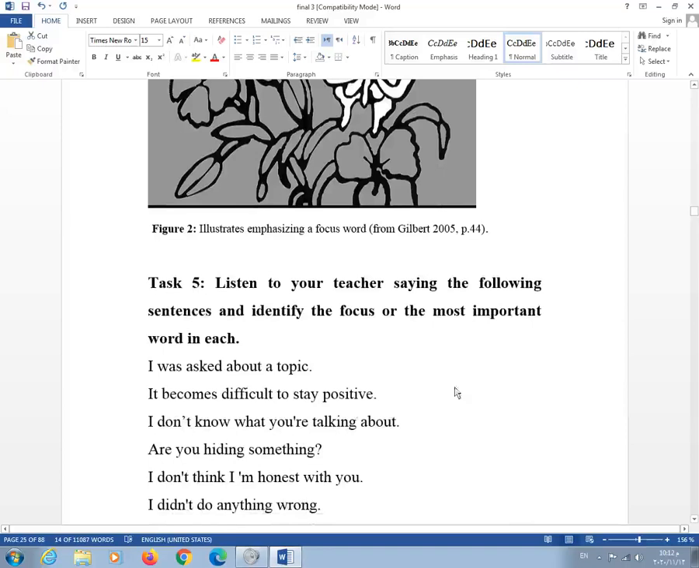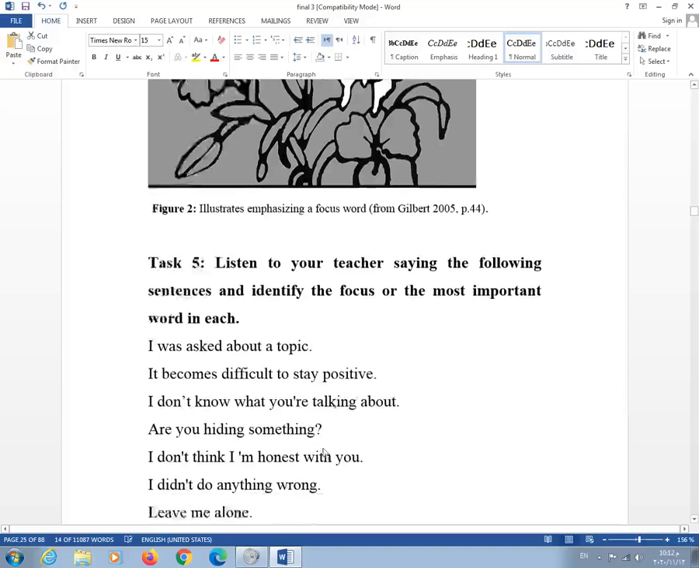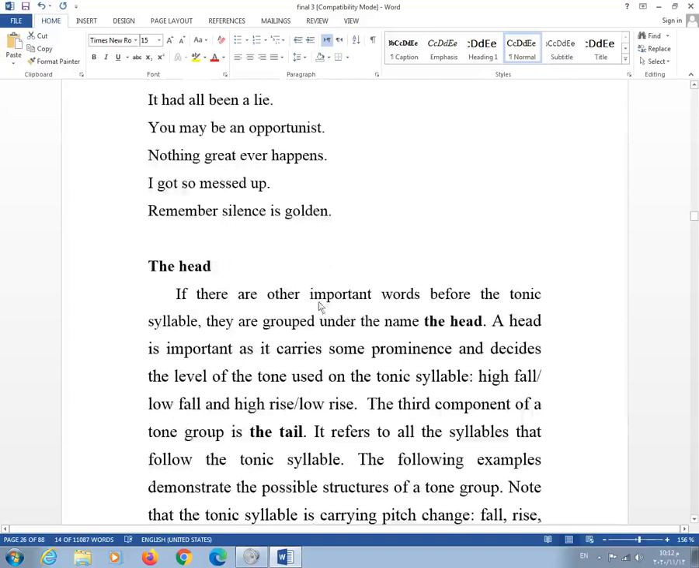Okay, and then we get some examples, and let me go directly to talk about the structure of the tone unit or the tone group or the chunk, whatever the term we're gonna use, because this concept has a number of terms, as we said before. We start with the head. What's the head in a tone group? First, a tone group is a group of words that carries one tone, and it gives meaning. So let's start with the head.